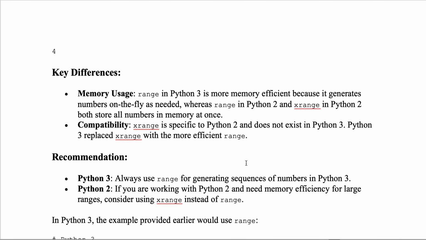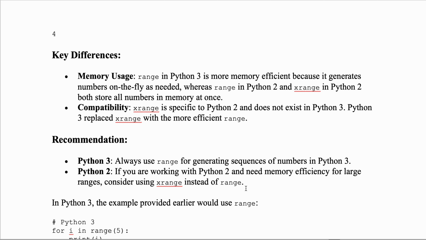So in Python 3, always use range for generating a sequence of numbers. If you are working with Python 2 and need more efficiency, then consider xrange instead of range. For the newer Python 3 version, we don't have to choose between range and xrange. But if you are using the earlier version, Python 2, and you want memory efficiency, then go with xrange instead of range. Sorry for that mix-up.